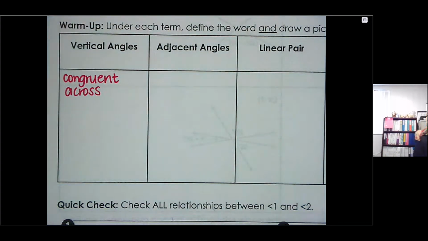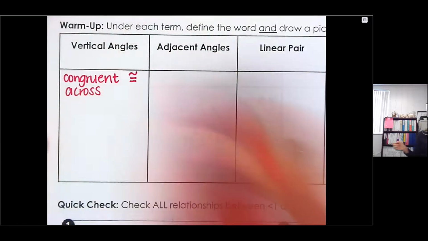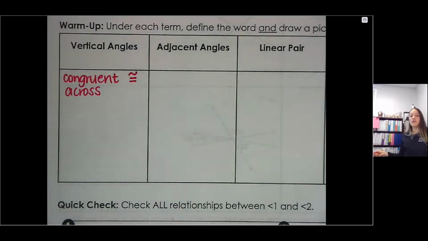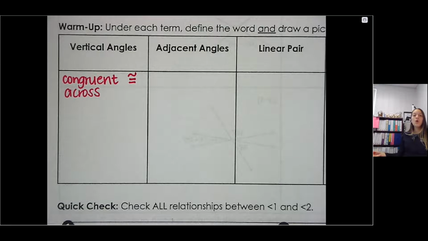Now, there is a symbol for congruent. I don't know if I showed you this one before yet. But the congruent symbol, so we don't have to write the word every single time, looks like an equal sign. And then it's got like a squiggle. It's called a tilde right above it. That means congruent. That's the symbol for it. So instead of me writing the word congruent, I'm just going to draw that symbol from now on. Okay. So vertical angles are congruent. They're across from each other.